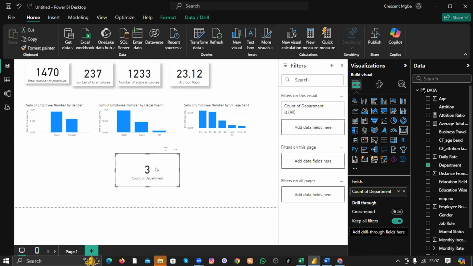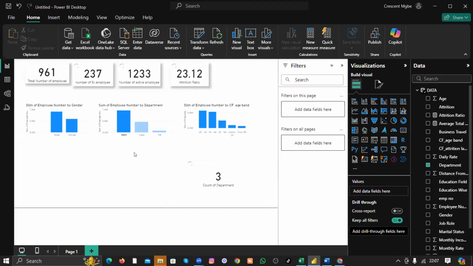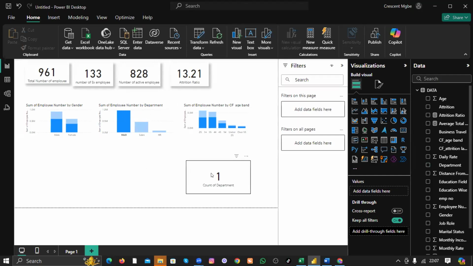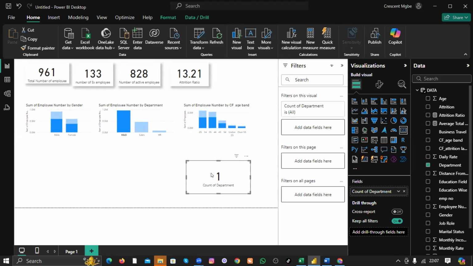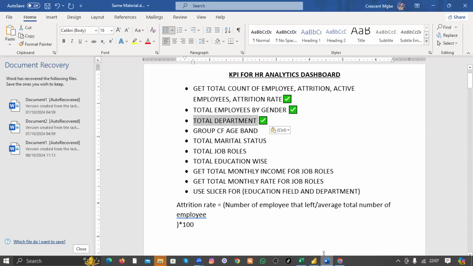Okay, fine. But at a glance, even from here, you can see that we have 3 departments. You can see R&D, sales, and HR. So this is more meaningful than this one. Yes, that's why. All right, so can we proceed?